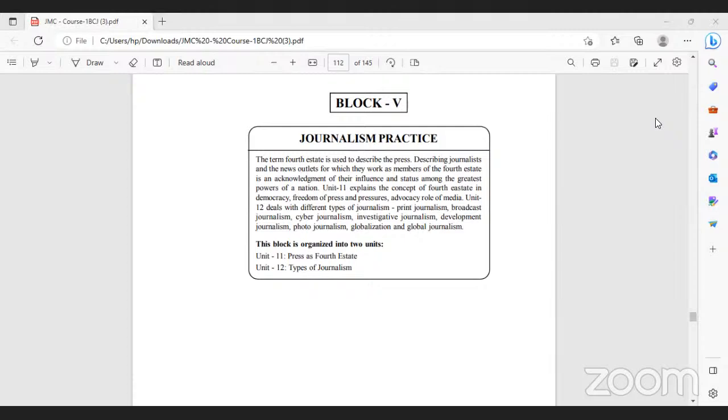In block two, we talked about communication and society and different types of media, and also the communication skills required, and the role of communication in society. Block three contained mass communication, and it talked about its nature and concept, its characteristics, and also discussed the trends in mass communication.